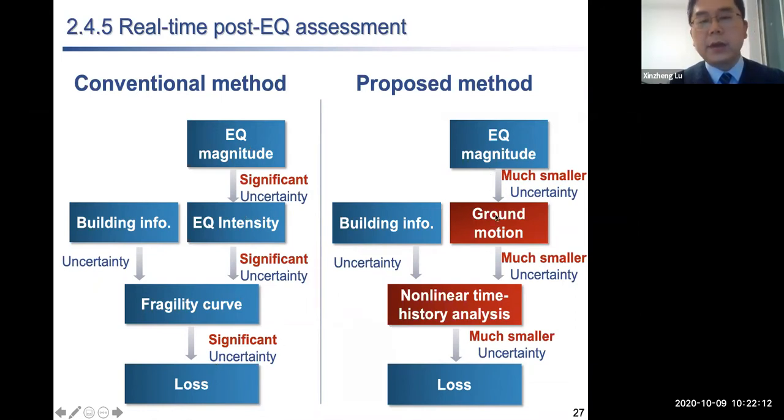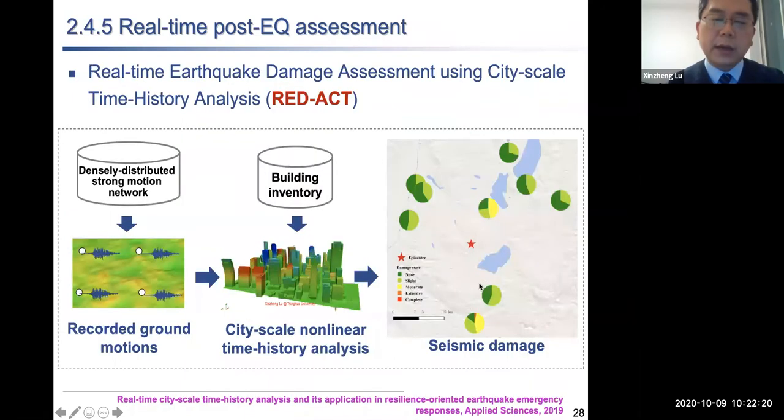And with this technology, we can use the ground motion from the strong motion station and input the entire ground motion to do the nonlinear time histories. And with this procedure, we have much smaller uncertainty. So we have a system called REACT, real-time earthquake damage assessment using city-scale time history analysis. So every time after an earthquake, we get a ground motion, we put it into the building inventory, and we know the detailed damage of the buildings in that area, and we also know the distribution of the damage.